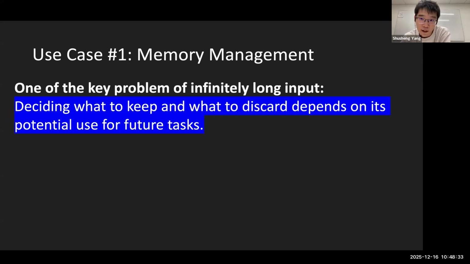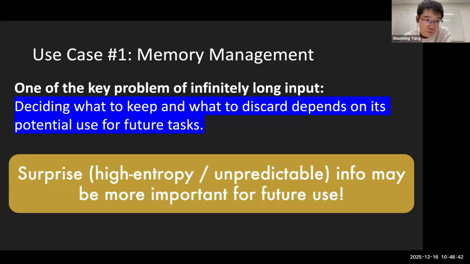We have to make sure the memories in our memory bank are useful for future tasks. So here our solution is we can use the surprise. The surprise here we can also say is the high entropy or unpredictability of every frame. We can use this surprise information as a signal, and a higher surprise score means this frame or this information may be more important for future use.